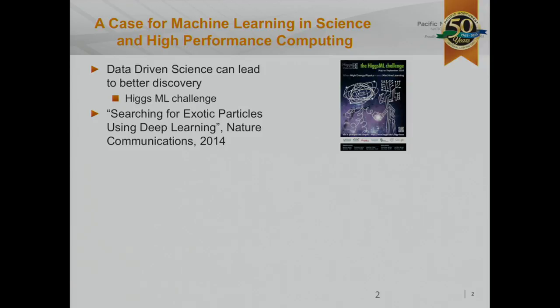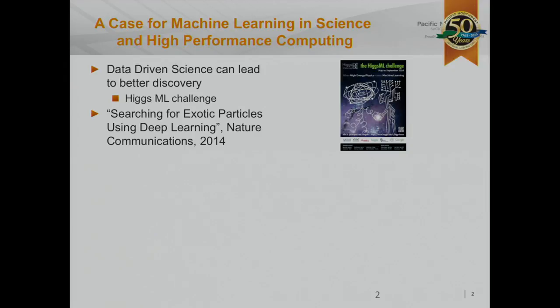Now, we were late to participate in that, but it actually motivated us to look at different Higgs algorithms. We're not interested in looking at just one algorithm, because when you talk to several users, they want multiple algorithms. We also looked at this Nature Communications paper, which uses a deep learning mechanism to improve the accuracy of detection of exotic particles, which is essentially high energy physics.